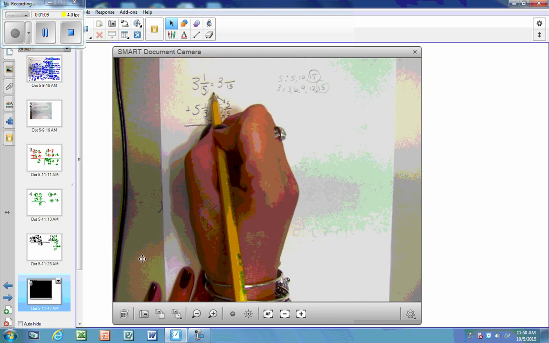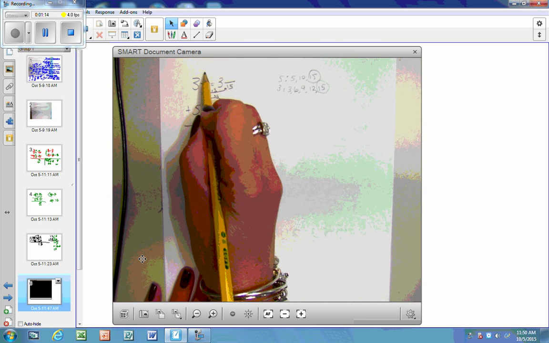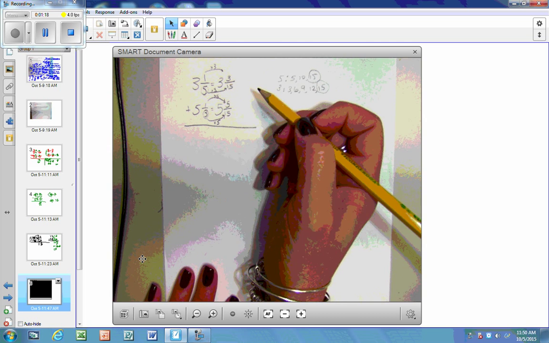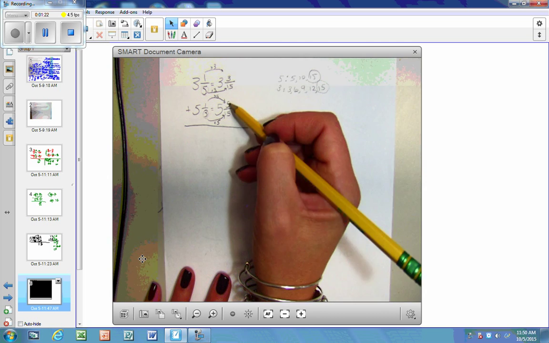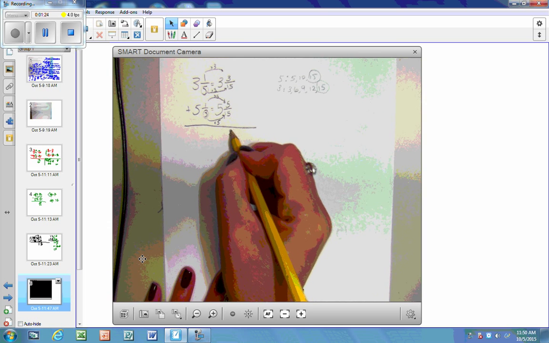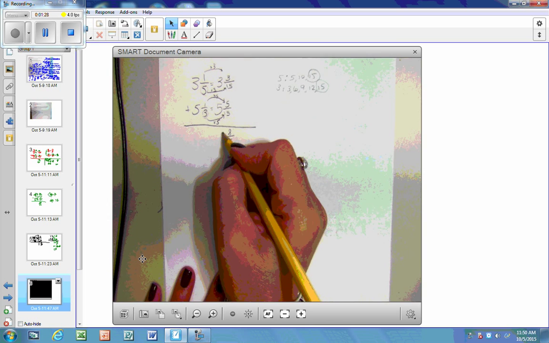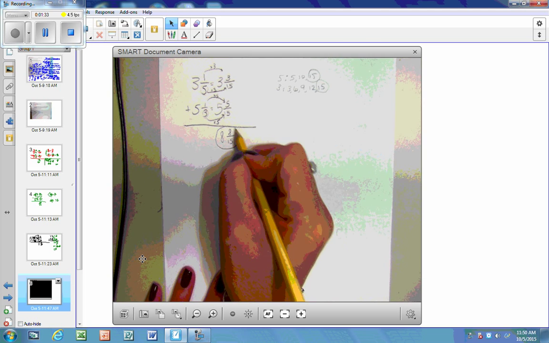So I look at this fraction here. 5 times what equals 15? 5 times 3. And whatever I do to that denominator, I do to the numerator. 1 times 3 is 3. So now I'm fine. I have two numbers that have the common denominator, so I just add the numerators. 3 plus 5 is 8. Keep the same denominator, and then just add my whole numbers. 3 plus 5 is 8. And that can't be simplified or reduced, so that is my final answer.